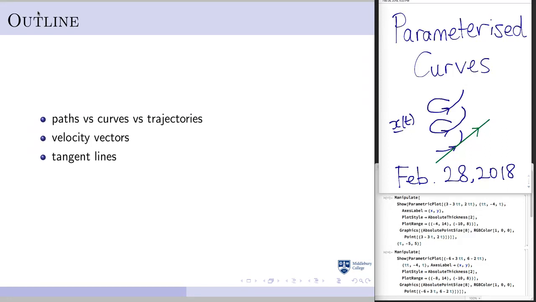And we'll also see how we can talk about the intuitive notion of the tangent line of a path or of a curve. For a reference, you can find this material in section 3.1 of the course textbook.